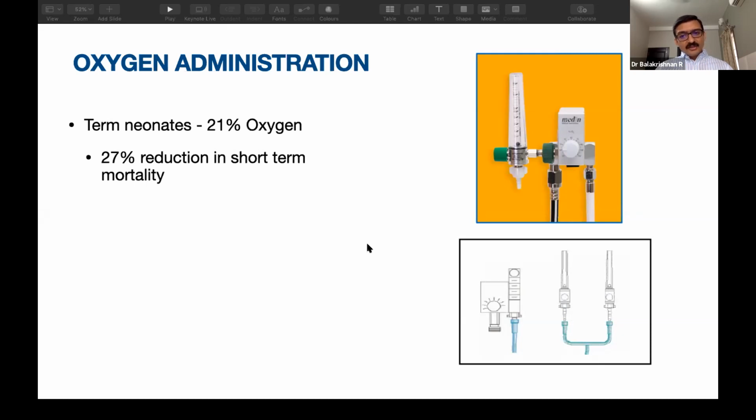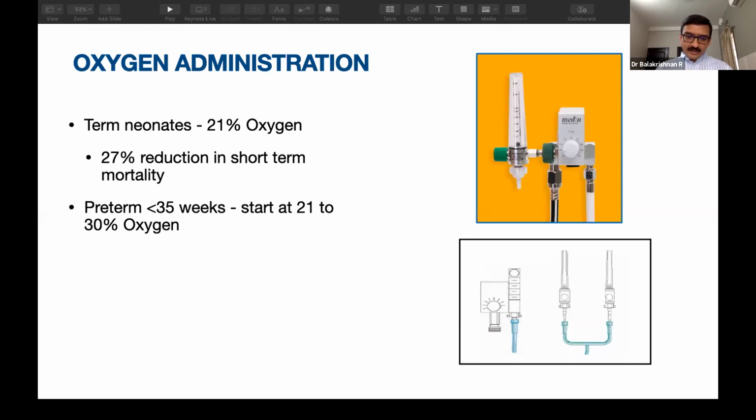So for term neonates, resuscitation should always be started with 21% oxygen. We should never start resuscitation with 100% oxygen because there is increased mortality. All the babies for whom resuscitation was started with room air had a reduction in short-term mortality. And in preterm neonates, we can start anywhere between 21 to 30%. Still, it's not very clear, but up to 30%, it's okay.